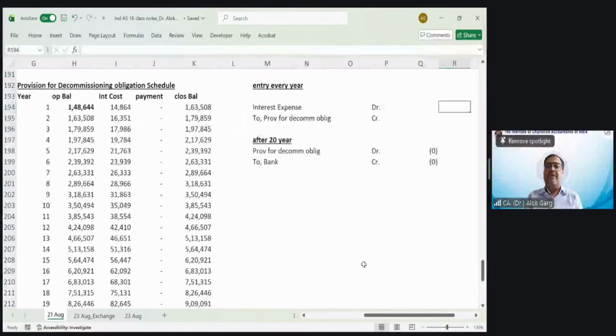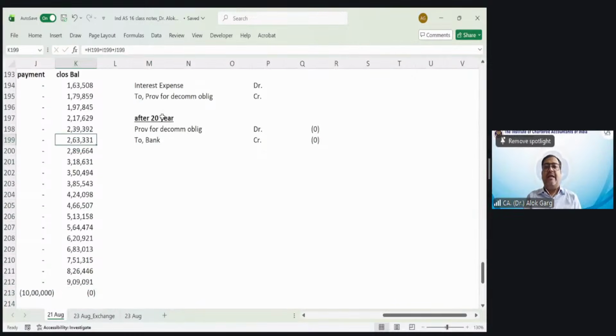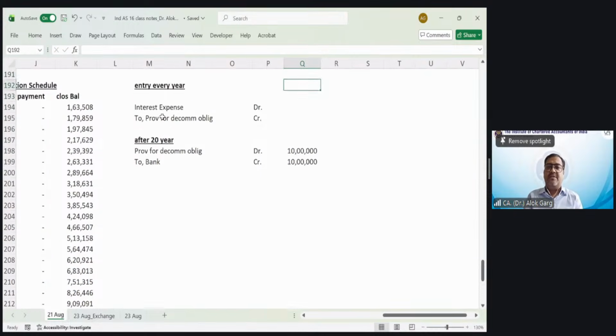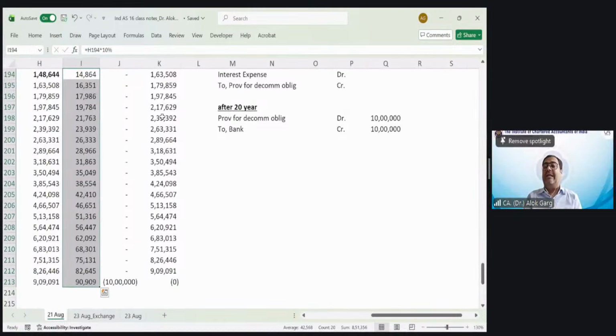So what is your accounting entry? Every year you will pass interest expense or finance cost account debit to provision for decommissioning obligation. You can see this amount has been compounded, and after 20 years, provision for decommissioning obligation account debit to bank, 10 lakh rupees. And what is the total interest expense? This entry has to be passed every year. Your total interest expense is 8,51,356, the difference between 10 lakh and 148,644.